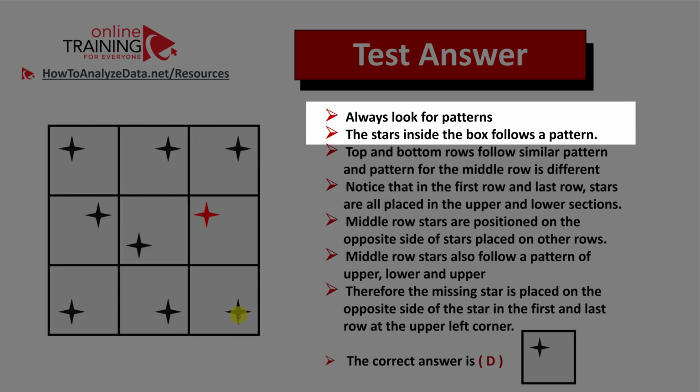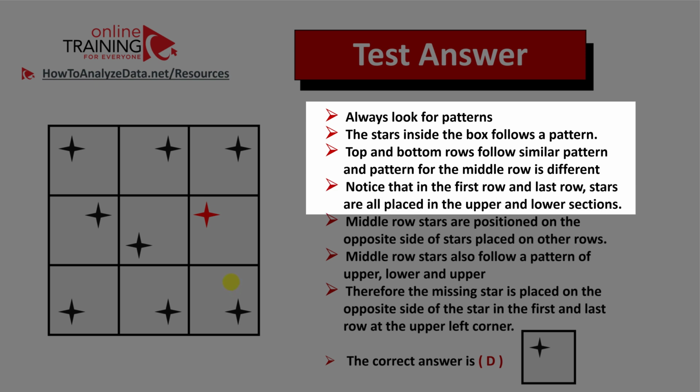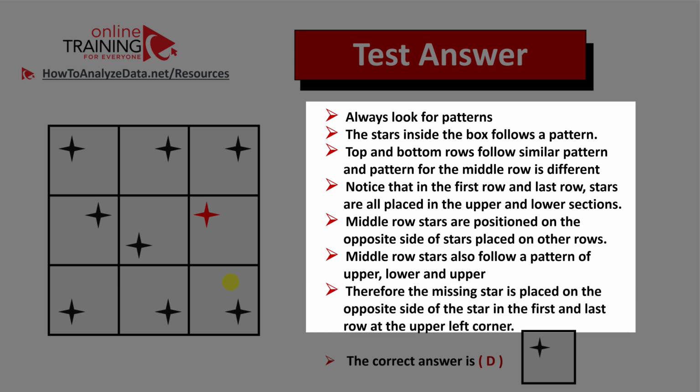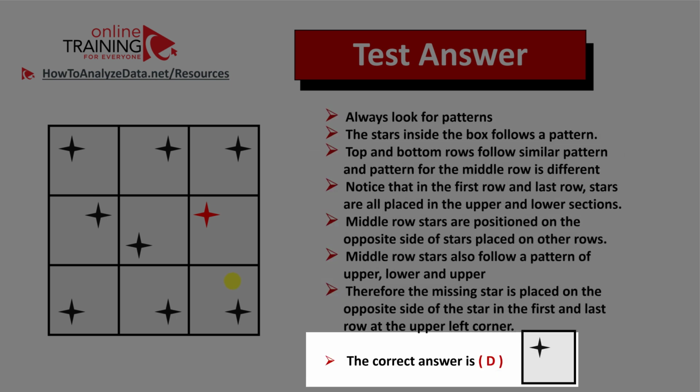The stars inside the box follow the pattern. Top and bottom rows follow similar patterns, and the pattern in the middle row is very different. Notice that in the first row and the last row, stars are placed in the upper and left sections. Middle row stars, though, are positioned on the opposite side of the stars placed in other rows. Middle row stars also follow a pattern of upper, lower, and then upper. Therefore, the missing star is placed on the opposite side of the star in the first and last row at the upper left corner. So the correct choice here is choice D.